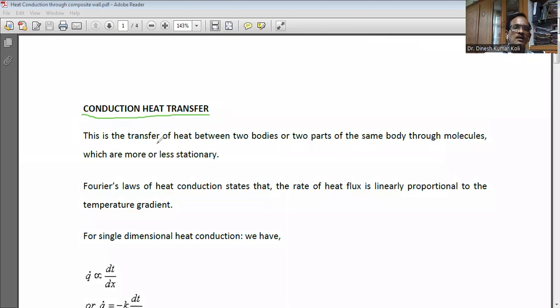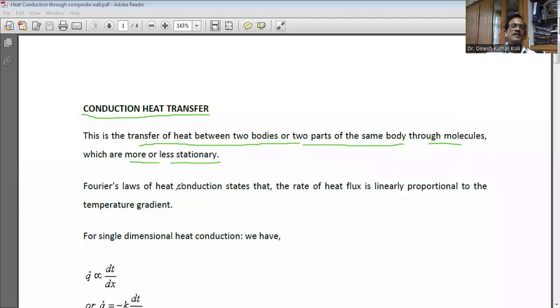So there is the transfer of heat between two bodies, or between two parts of the same body, through molecules which are more or less stationary. Normally molecules are stationary because they have fixed positions, and solids are mainly the examples in which heat transfer occurs by conduction. In the case of fluids or liquids, the heat transfer mode is predominantly not conduction. For conduction, we use solids for the heat transfer.